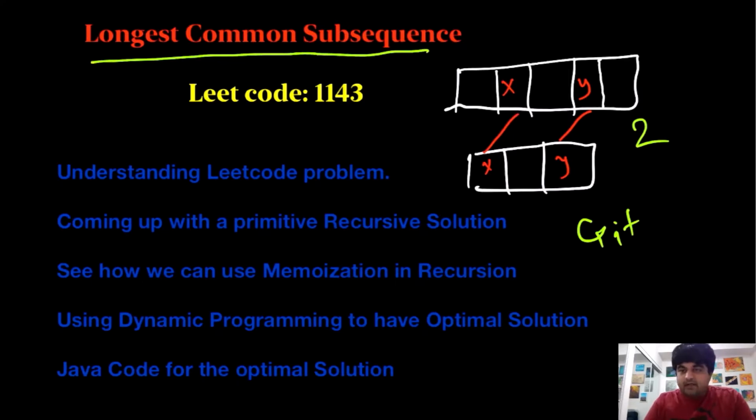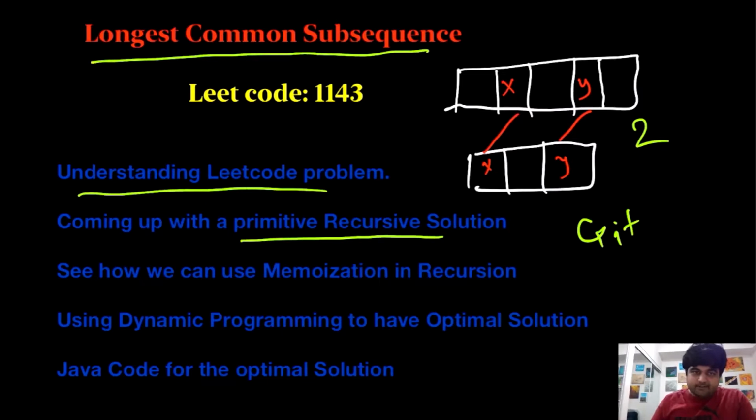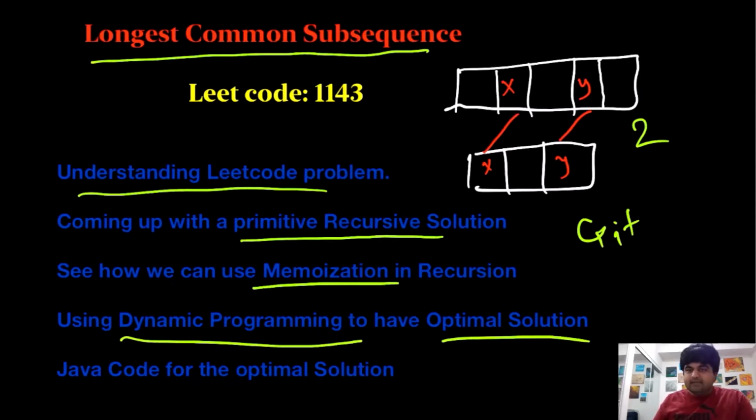This is going to be a really long video because I want to make sure I am as thorough with my thought process as I can, and that is why I have decided to break this video into different chunks. So if you are comfortable, feel free to directly jump to that portion, and this is the approach we are going to take. We'll understand the LeetCode problem. We are going to come up with a primitive solution using recursion. Then we will see how we can use memoization to improve on the recursive part, and then we are going to see how we can use dynamic programming to get the optimal solution. And once we have the optimal solution, we are going to write the Java code for it.